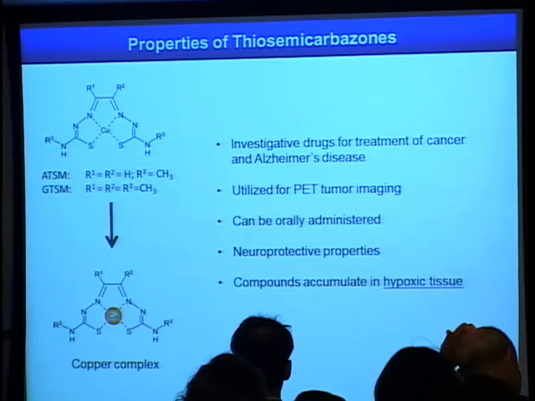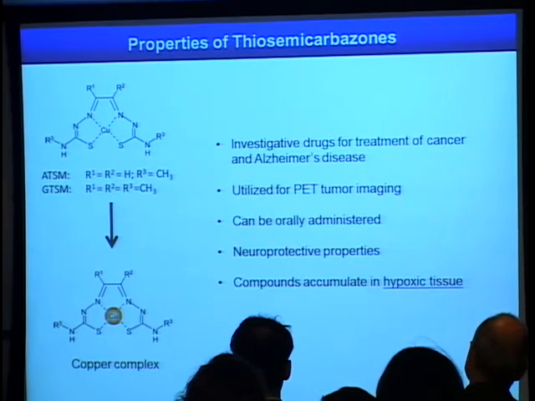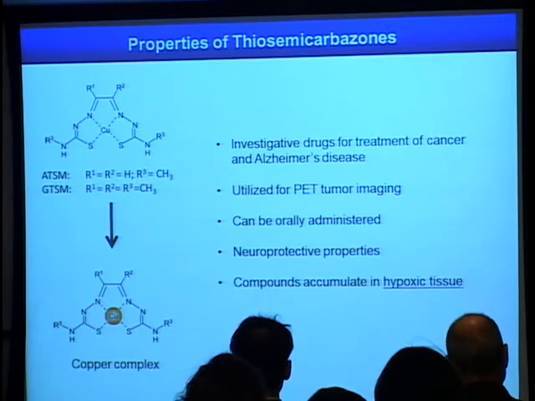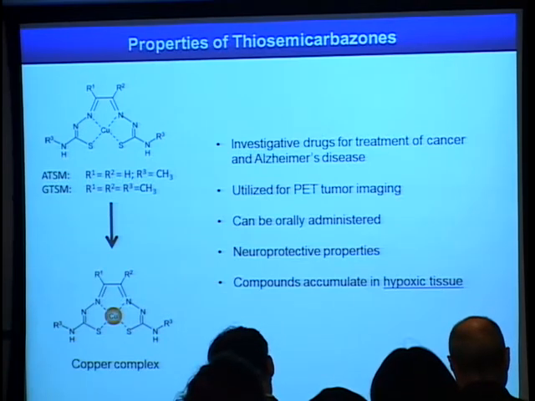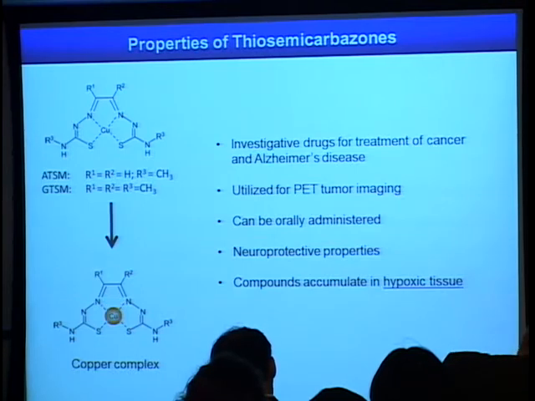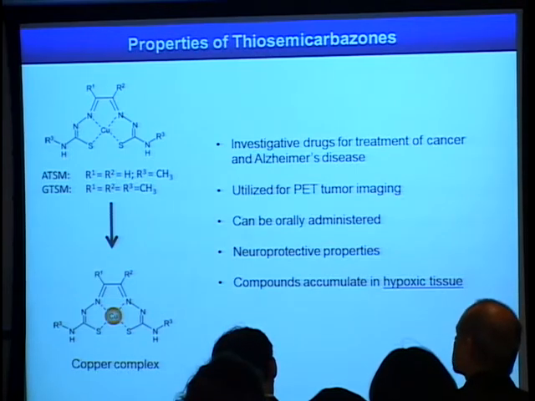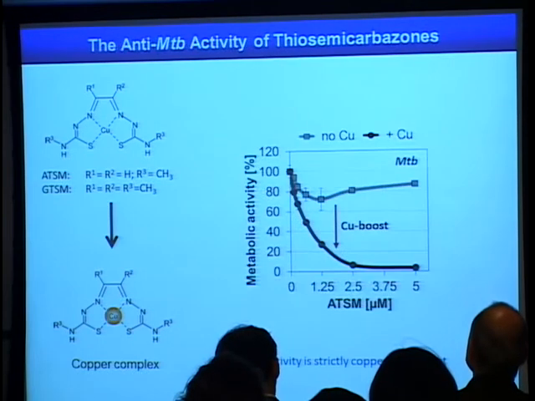And what they have in common is they are copper complexing compounds. They are currently investigated for other reasons, as a cancer agent or also for Alzheimer's disease. But what's most interesting about those is that these compounds accumulate in hypoxic tissue, and as we just learned, hypoxia is a feature of granulomas and MTB-infected lung tissue, but it can also be a feature of the microenvironment inside MTB-infected macrophages. So very interesting compounds.